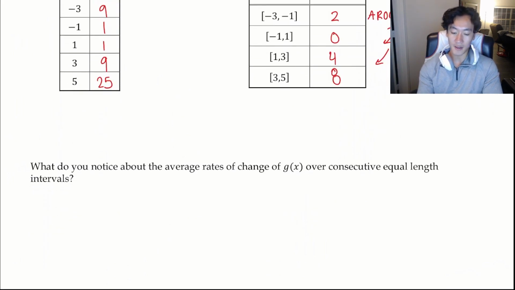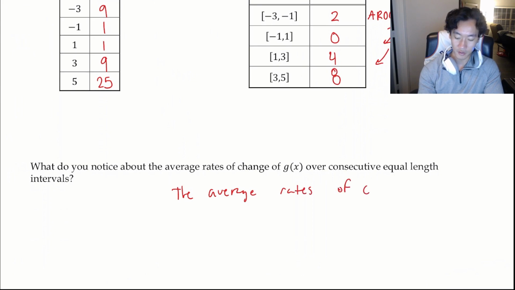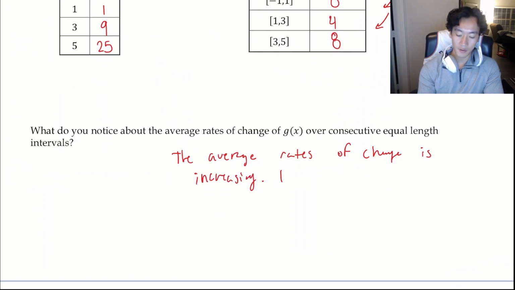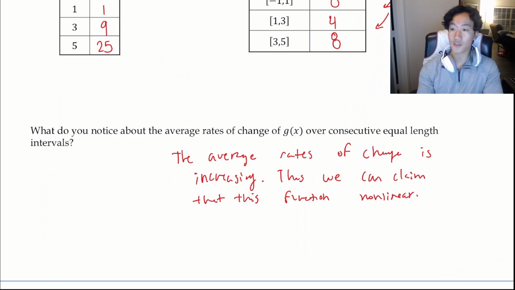So essentially, we figure out that the average rates of change are in general increasing. How do I say it? The average rate of change is increasing. That sounds better. Thus, we can claim that this function is nonlinear. And that should have already been true right off the bat.